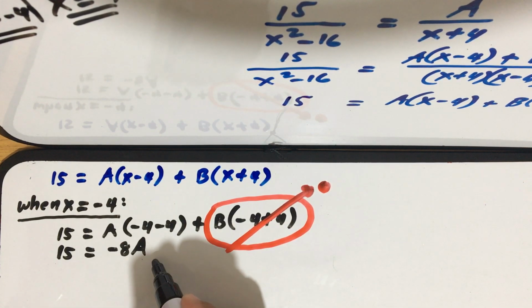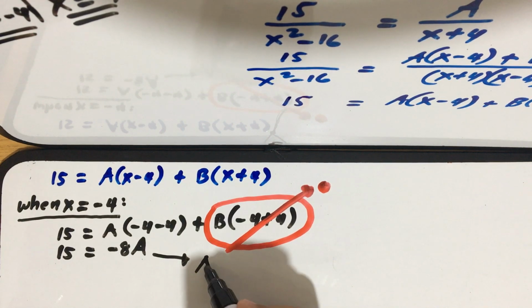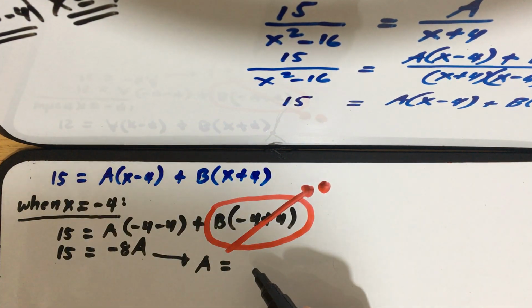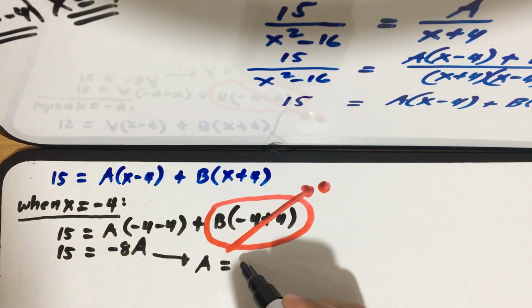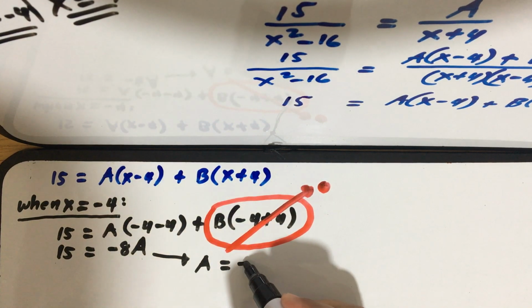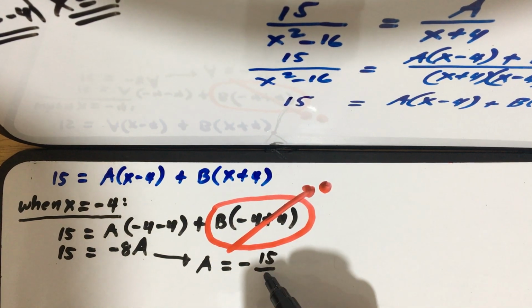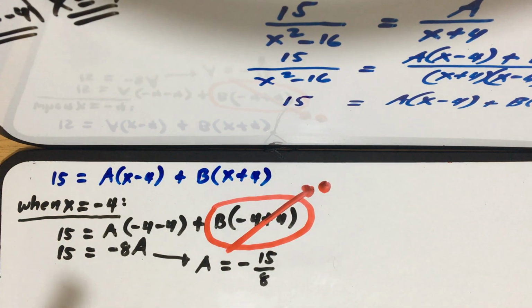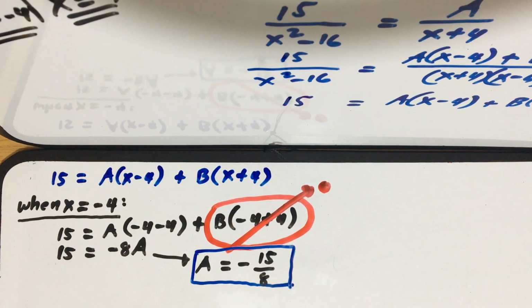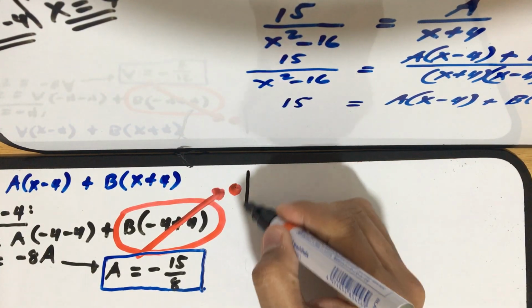And then from here we can solve for a. We have a equal to, divide by minus 8 both sides, so we have minus 15 over 8. So this is our a. Okay. Now when x equal to, I'll write it here.